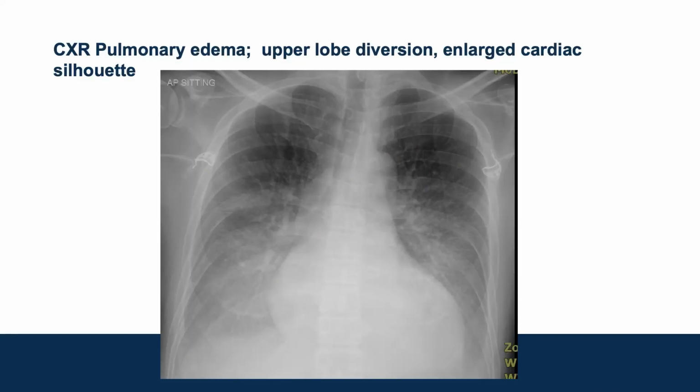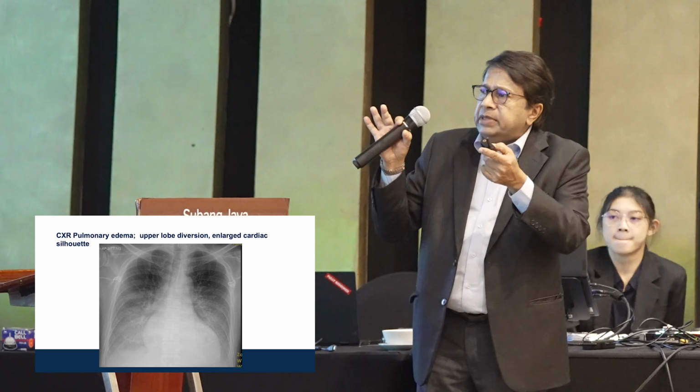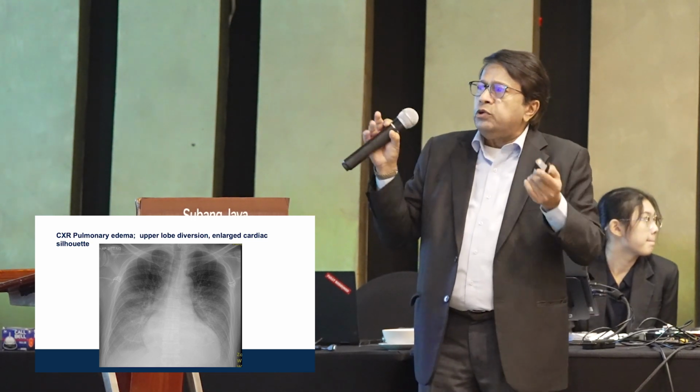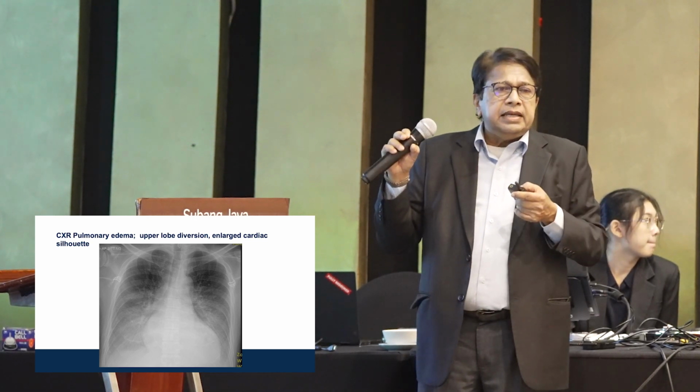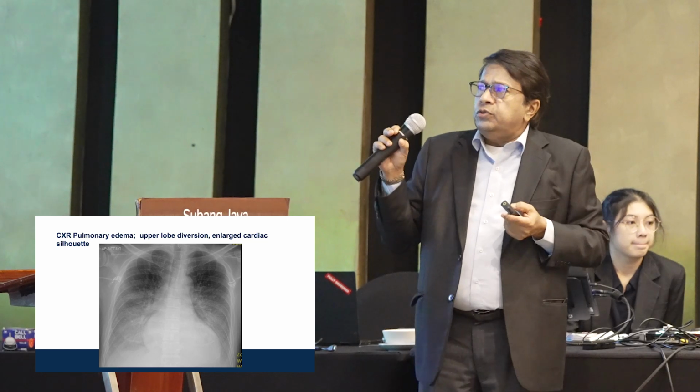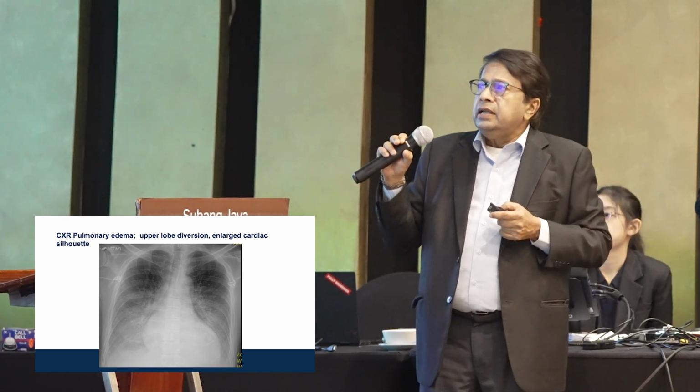So this is the chest X-ray. It's an AP sitting, so don't talk about the heart size. It shows upper lobe diversion of vessels, interstitial edema, curly B lines, no pleural effusion. So he is in CLIP 2 at least, all right?